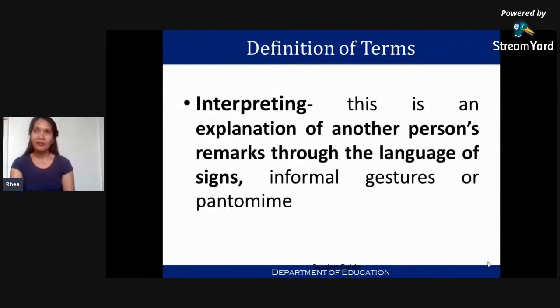And we are going to familiarize ourselves also, since sign language has different terms, we are going to define those terms. The first is interpreting. What is that? This is an explanation of another person's remark through the language of signs, informal gestures, or pantomime. As I mentioned in our newscasting broadcast, there is an interpreter at the side. The newscaster is speaking, and there's an interpreter at the side. That is what we call interpreting, giving an explanation of the other person's remark, the speaker's, through the language of the sign. That's for the deaf people.